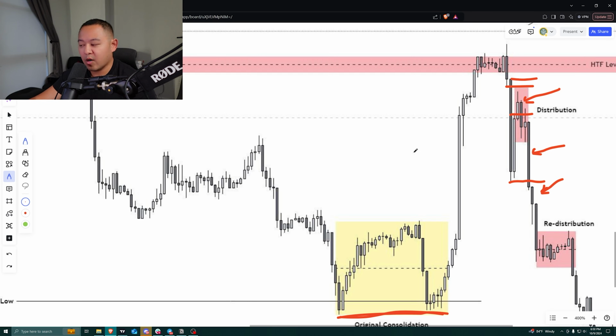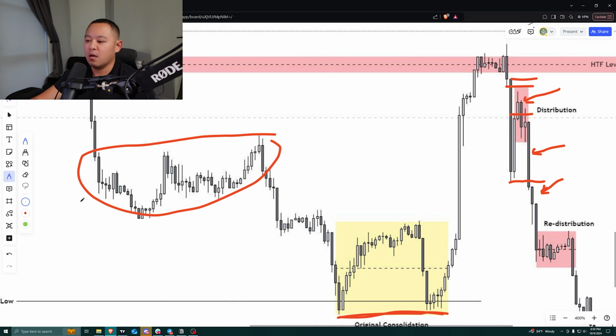That's something about the market maker model that is very, very important: understanding that even though it is very painful to try and position yourself inside of a consolidation, those are oftentimes the best times to position yourself. I'm just going to take this for example. All of this price action is sideways.